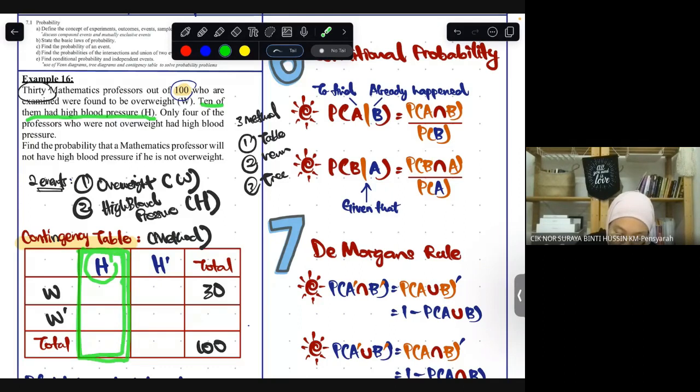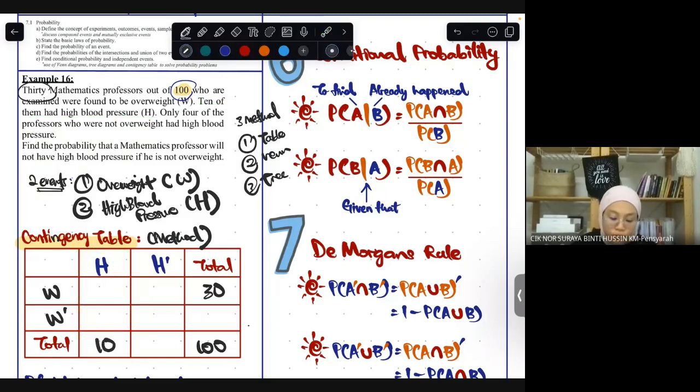So daripada 100 orang, 10 sahaja yang ada high blood pressure. And you must put at the part where the total itu. Sebab dia cakap total tau. 30 daripada 100 ini yang ada overweight. So you look at the column only. You look at their own row, necessary row ataupun necessary column. You look at the needed column ataupun the needed row yang diberi pada kita lah.